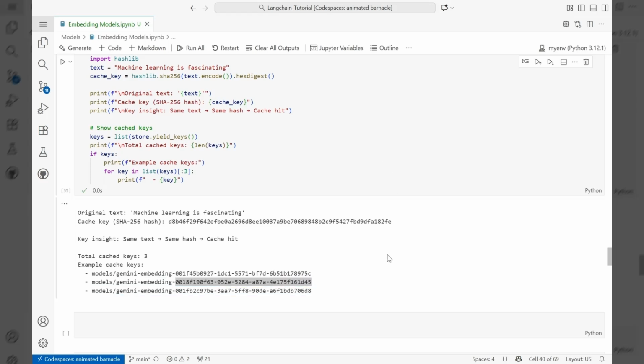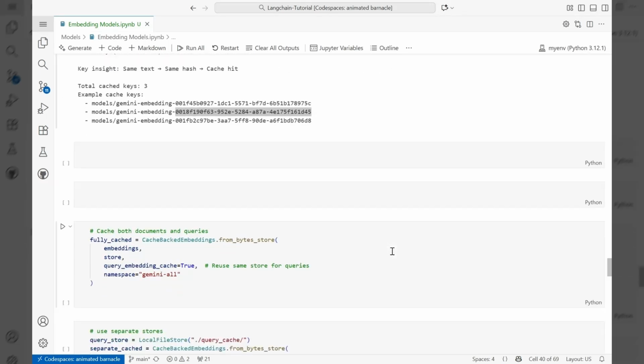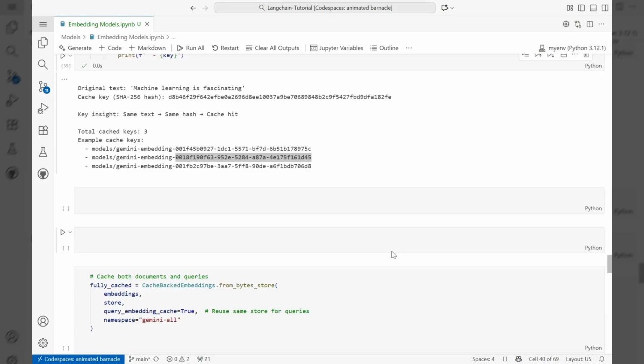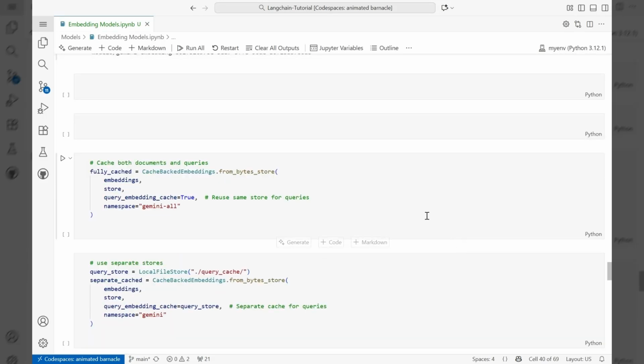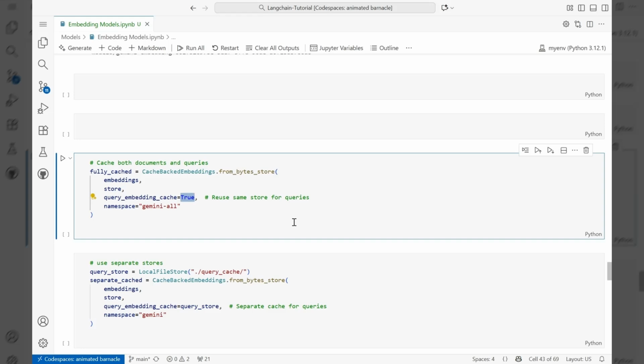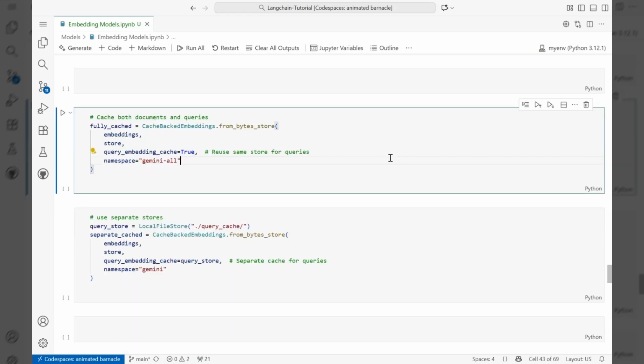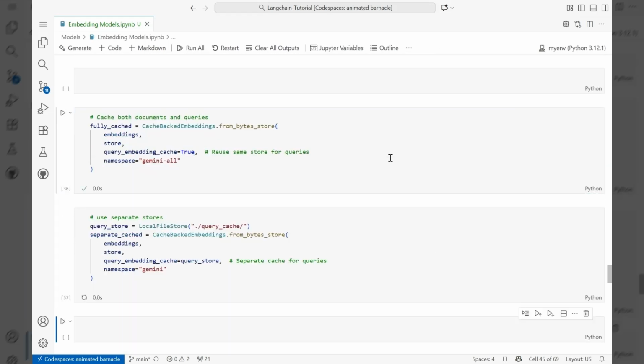Now there is one more option also. You can cache queries also. Till now I am only caching the documents. Now I can cache both documents and queries as well. So for that there are two options. One is you can use the same store where you are storing the documents, you can store their queries by just making it true. But if you want, you can create a separate store as well for queries.